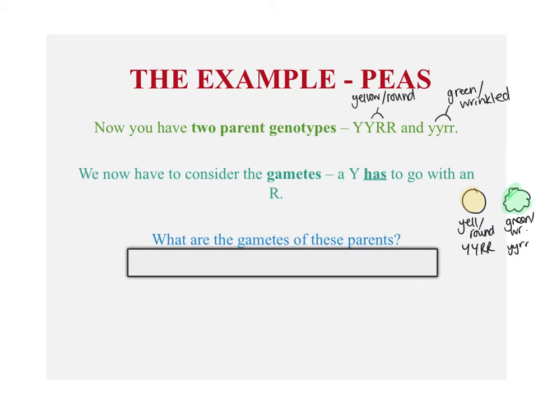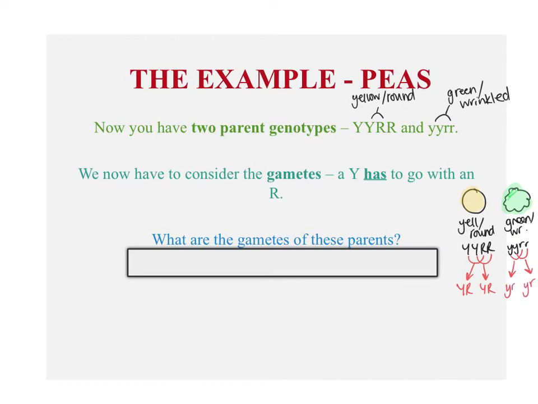Now, for the gametes, we have to make sure that a Y always goes with an R, because you're not going to inherit two alleles for the same gene in a sperm or an egg cell. Okay, now the easy way to do this with these homozygous genotypes is just to recognise that a big Y is going to go with a big R for both of those. So gametes wise, we've got big Y, big R, big Y, big R, and likewise for the green and wrinkled gametes, you've got little y, little r, little y, little r.